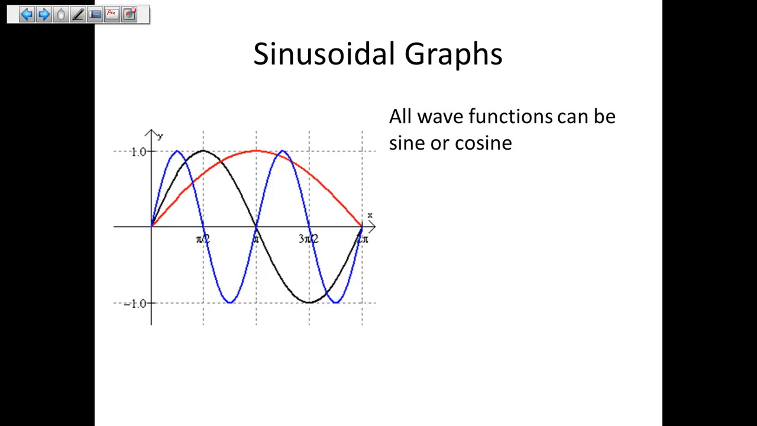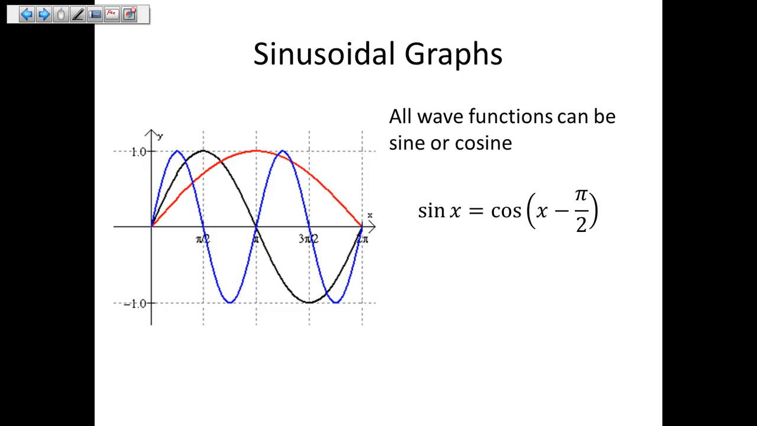Now, all of these waves could be a sine graph or a cosine graph, because we're going to look at changing these around. So part of it's going to be trying to decide, when do we want to make it a cosine, when do we want to make it a sine. I would definitely make all of these sines because they all start at the origin.